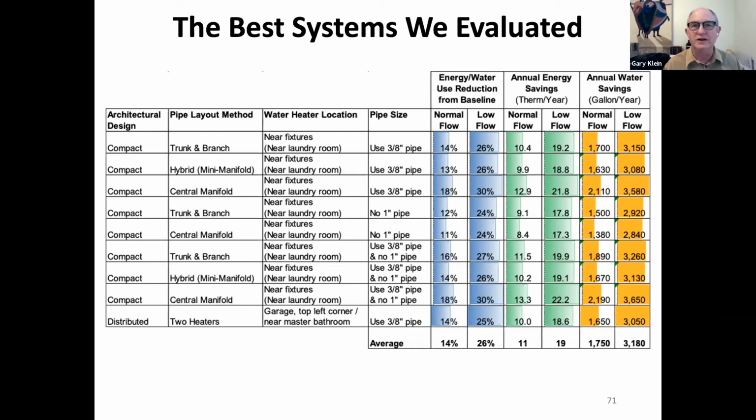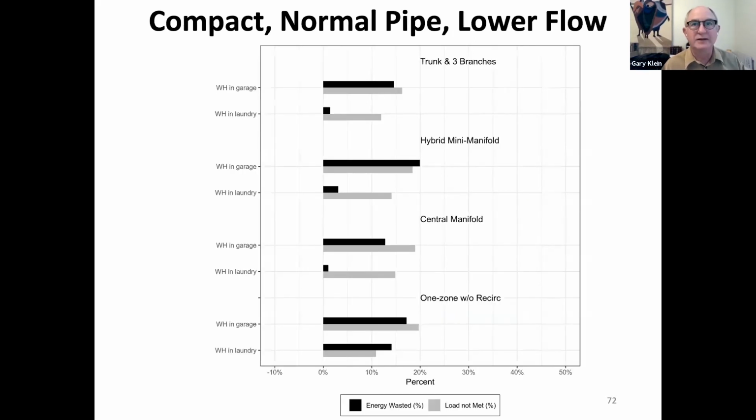But again, most of these savings you see here are related to switching from normal flows to low flows. So let's look at another way of looking at these numbers. You'll notice that the graphs all go from 0 to 50, and there's a minus. Sometimes we actually saved energy, not very often. And how much energy was wasted is in black, the loads not met are in gray.